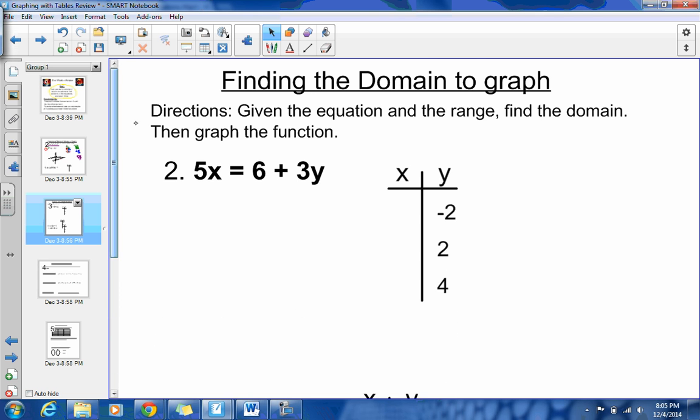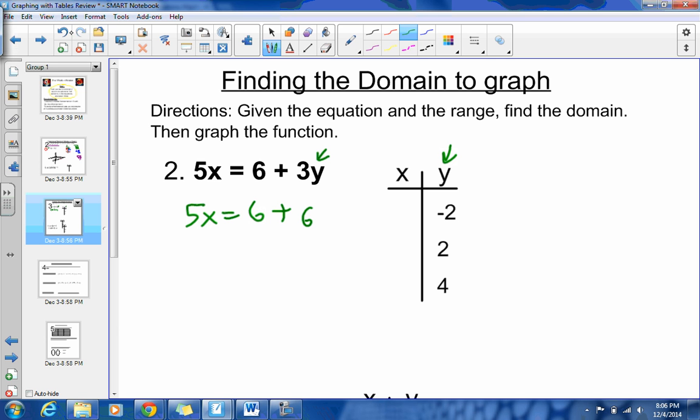And so for number 2, you have 5x equals 6 plus 3y, and we're given the y values. We have to solve for x. So instead of the x values, now we have the y values. And remember, we're going to plug that in for y. All right, so the first one, take -2. You still have 5x equals 6 plus, this would be 3. Instead of 3 times y, it's 3, sorry about that.